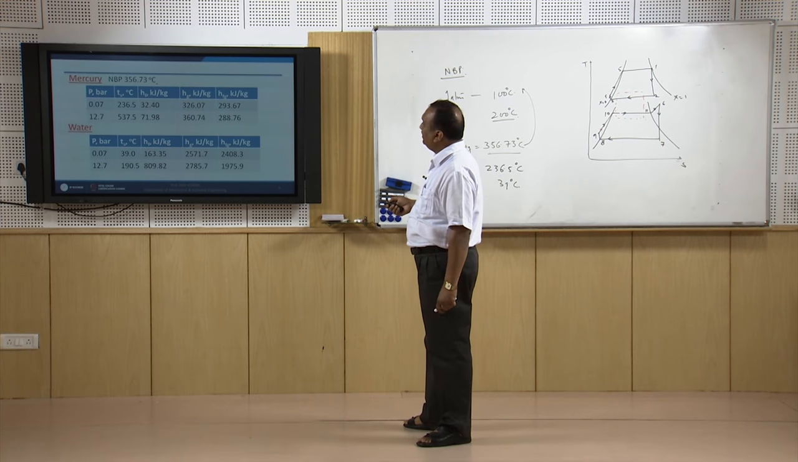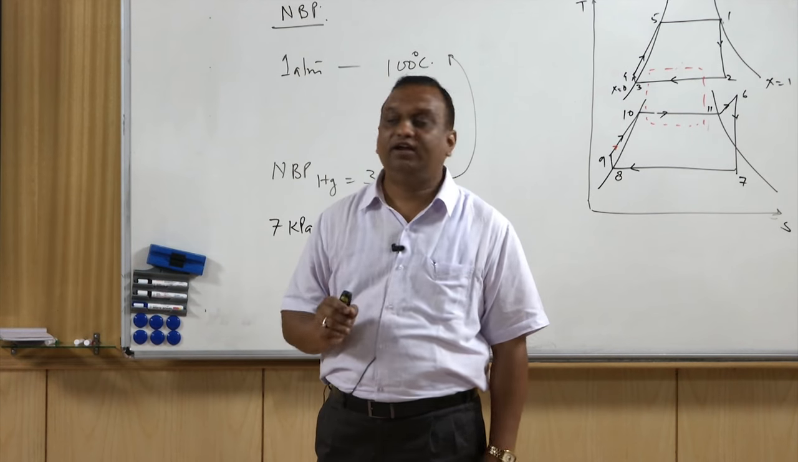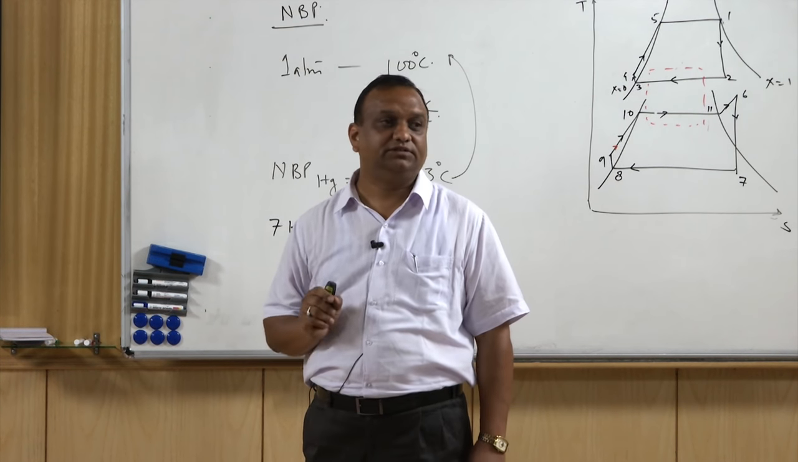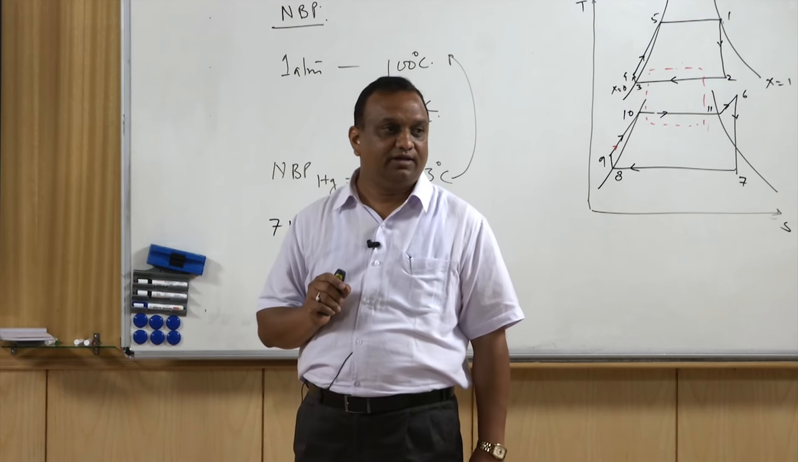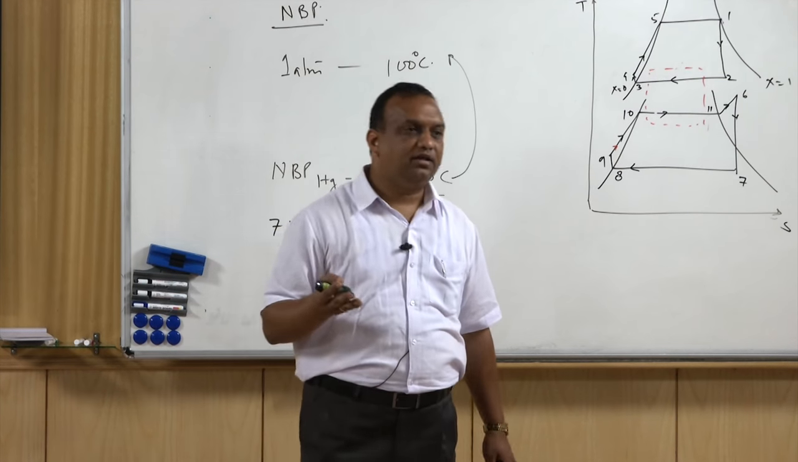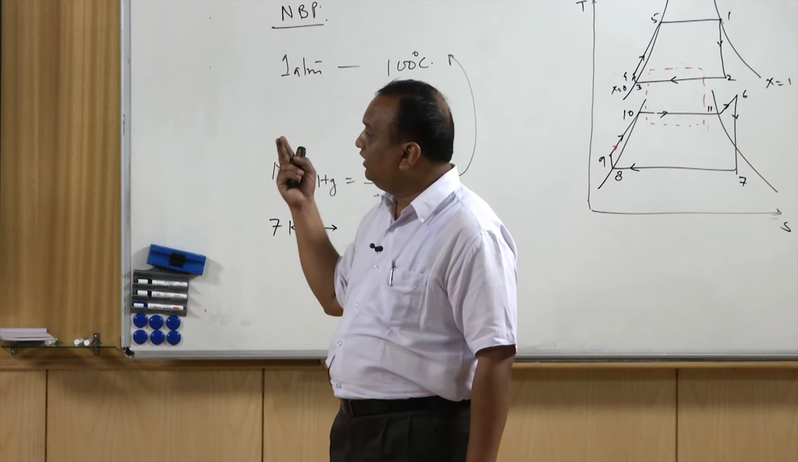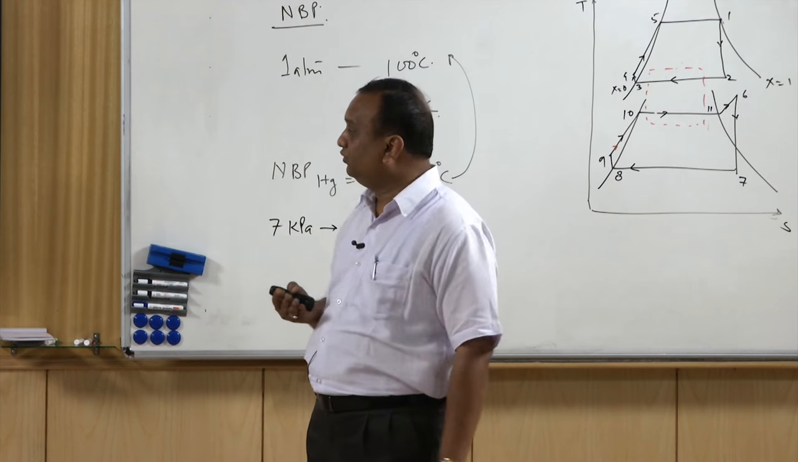Enthalpy of the liquid, that is 32.4 here, and 163.35 there, right. Enthalpy of the vapor here is 2571.7. Water is a unique fluid which has very high latent heat in comparison to other fluids available. For other fluids, for example refrigerants, the latent heat is of the order of 160, 170 or 200. But for water, the latent heat goes up to 2200 or 2300 kilojoules per kg.